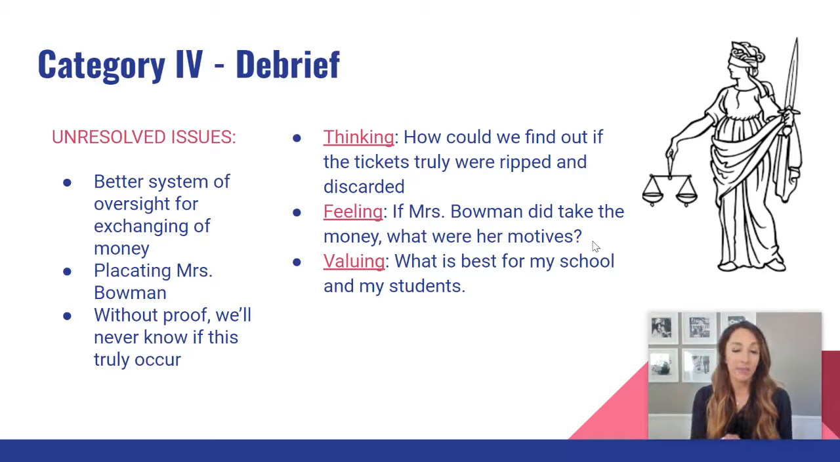Unresolved issues here is that there clearly needs to be a better system for oversight. There needs to be a better system of oversight for exchanging of money. Another unresolved issue here is placating Mrs. Bowman. The way the case study made it sound, she was still not very happy with Mr. Stevens for not wanting to pay for the cheer trip. And so I think there needs to be a way to figure out how to smooth that over without giving in to her, because I stand by his decision to not pay for one individual's trip with money that's supposed to benefit the whole.